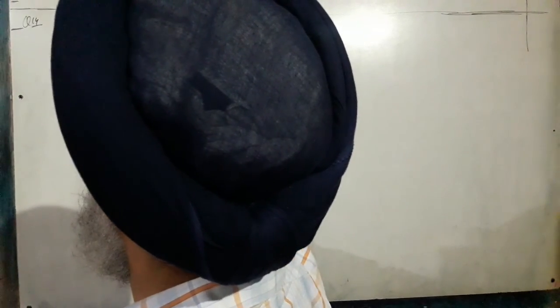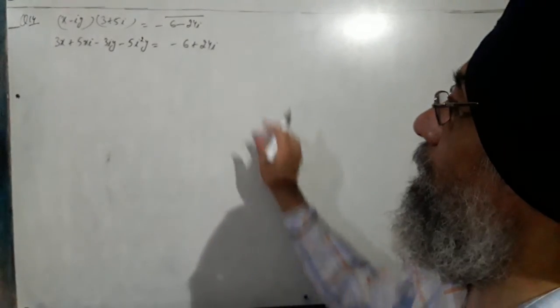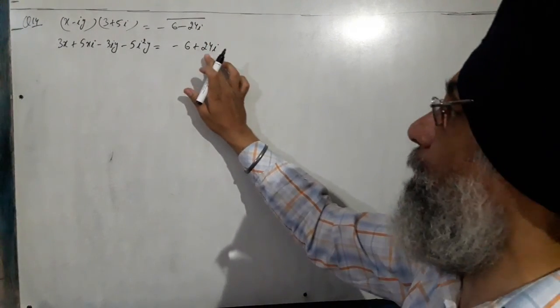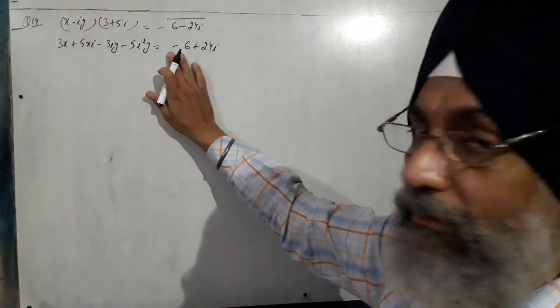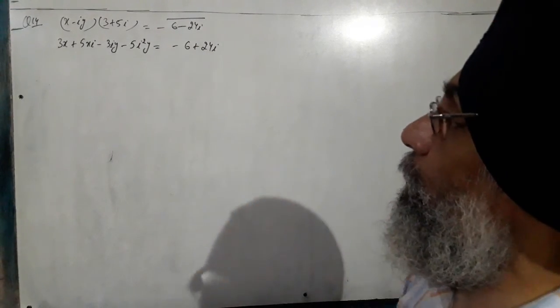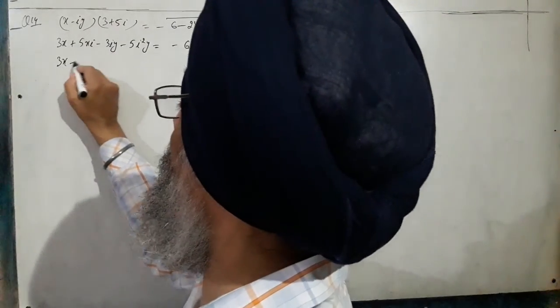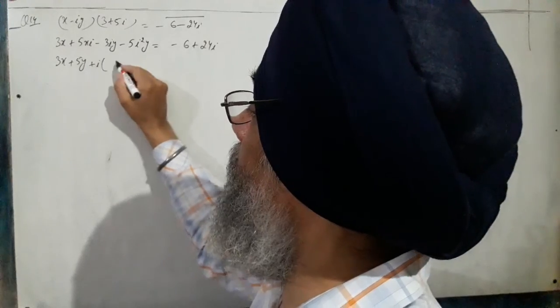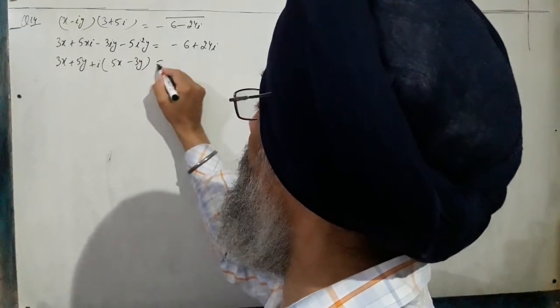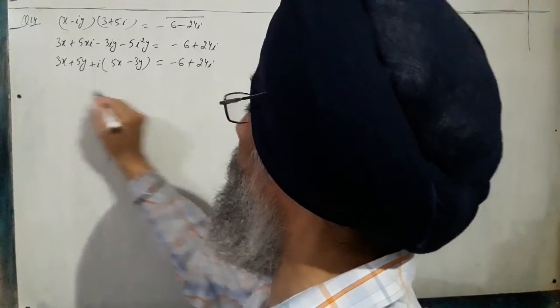Now multiplying, 3x plus 5x iota minus 3 iota y minus 5 iota square y equals minus 6 plus 24 iota, because if we take the conjugate, only the sign of the imaginary part changes, the sign of the real part remains as it is. So minus 6 stays, and minus 24 becomes plus 24. It becomes 3x plus 5y, because iota square is minus 1, plus iota times 5x minus 3y, equals minus 6 plus 24 iota.